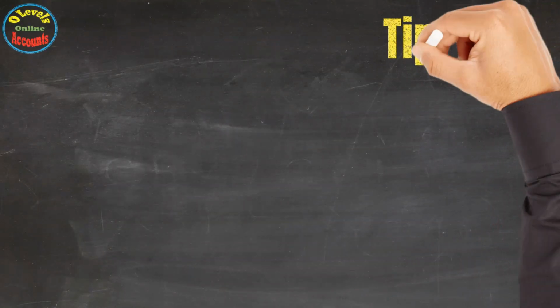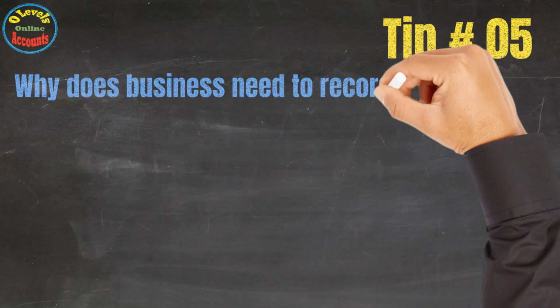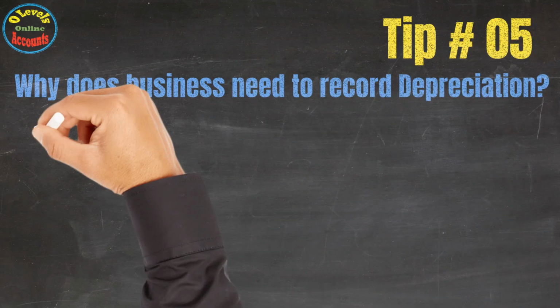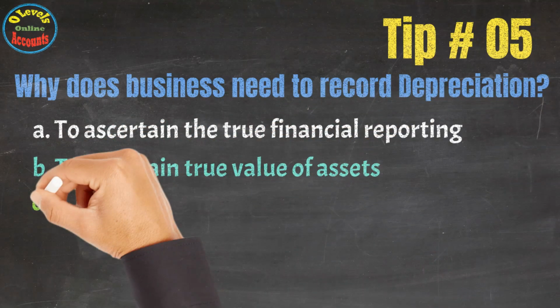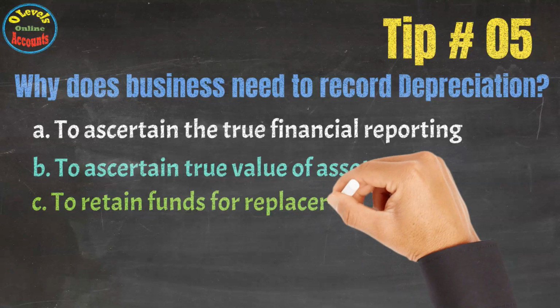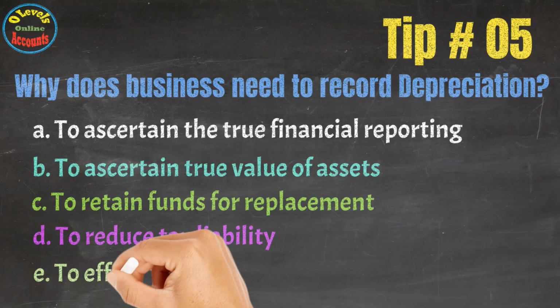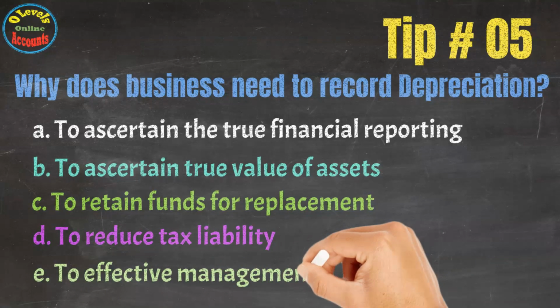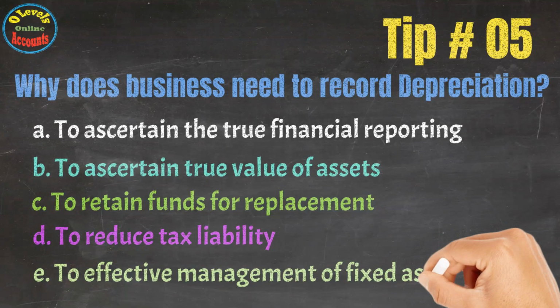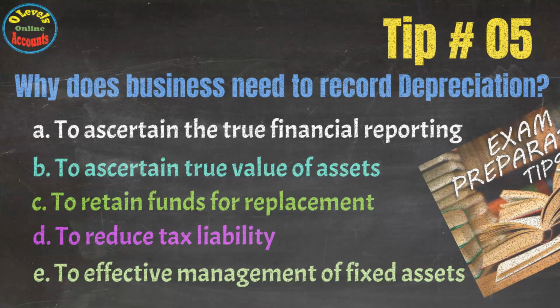In tip number 5, businesses need to record depreciation for several important reasons, primarily related to accurate financial reporting, to ascertain the true value of fixed assets, to retain funds for replacement, to reduce tax liability, and effective management of fixed assets. These are the reasons which are emphasized for businesses to record depreciation. Hopefully, you got a clear understanding of the causes, nature and reasons for recording of depreciation according to the examination point of view.